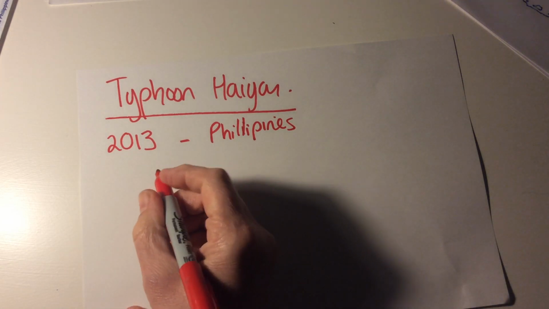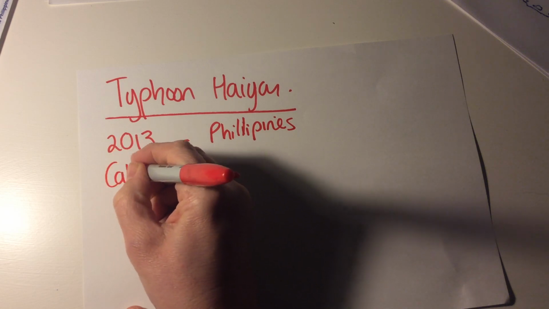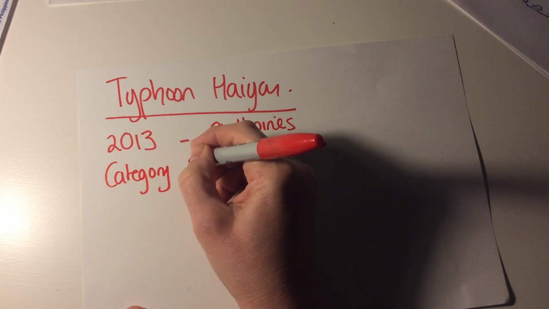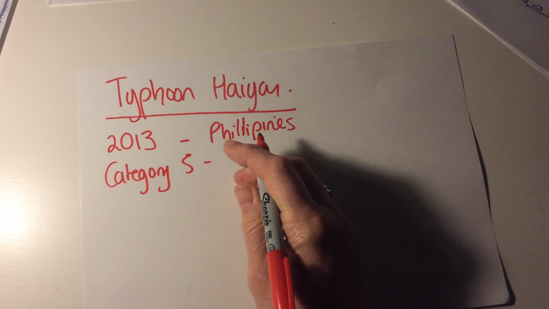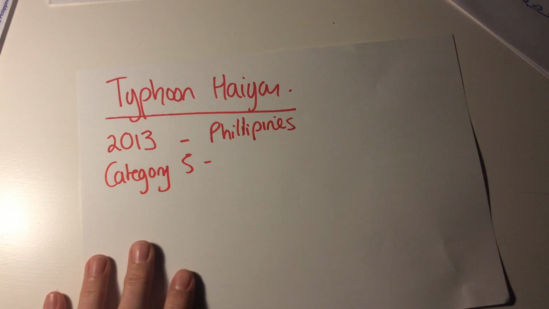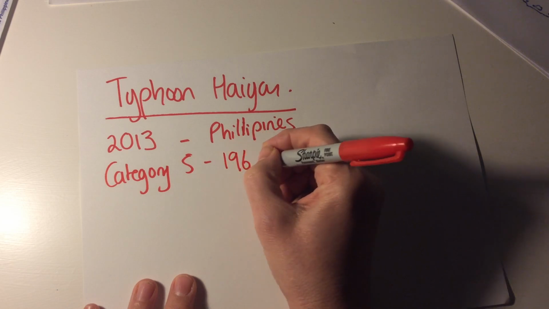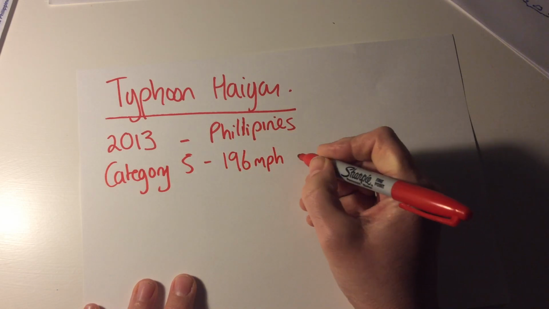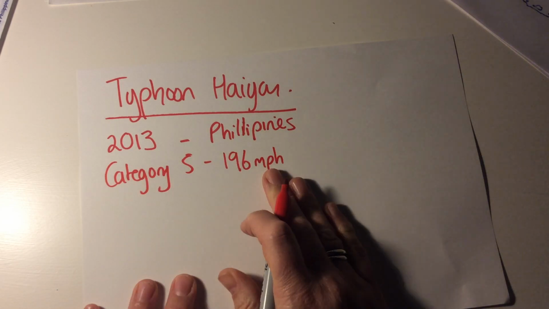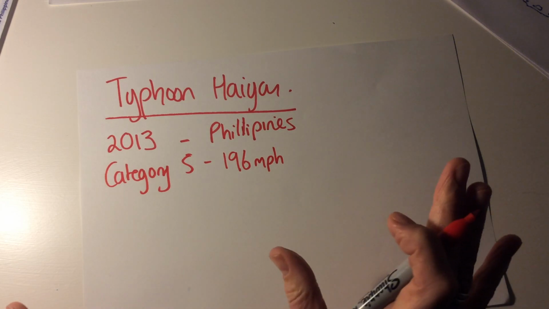Now, as the storm came in, it was a category 5, which is the highest category. It had wind speeds which were incredibly high. So there were wind speeds up to 196 miles per hour, and that's sustained wind speeds, which is absolutely devastating. And at that point, everything's going.